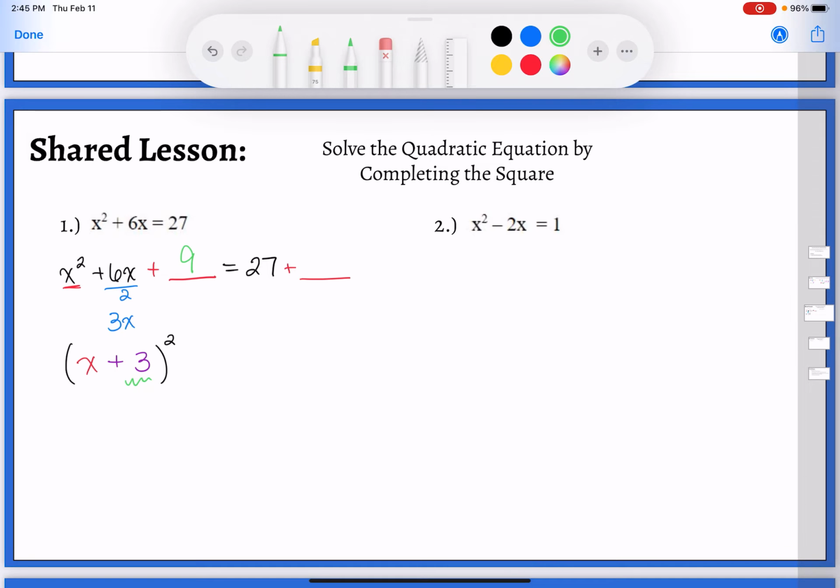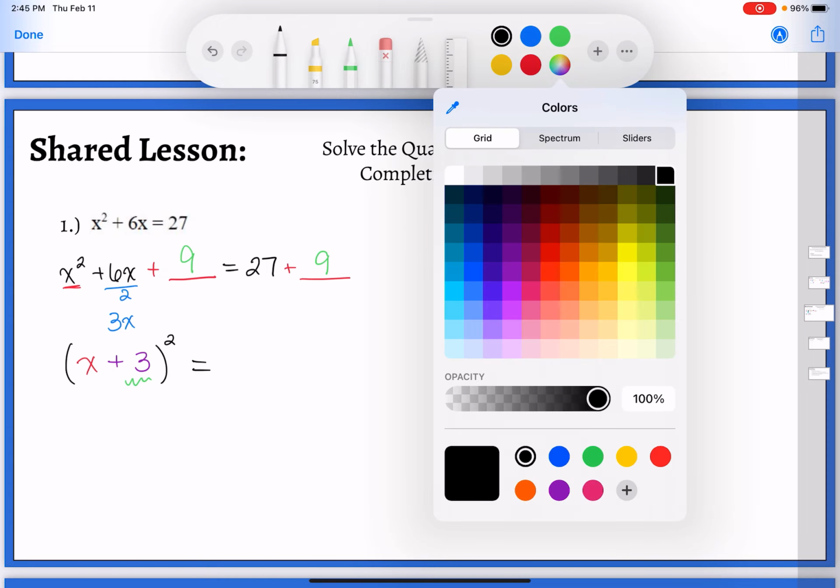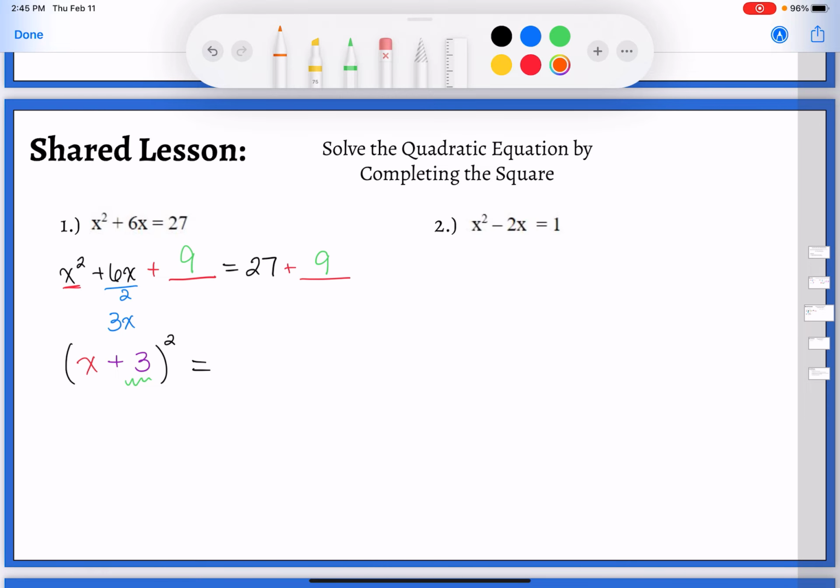Now if I put something in the blank on the left, I have to add the same thing on the right to keep my equation balanced. Now in doing that process, I have actually finished factoring in my second step already. Factoring is done. Awesome. But all I need to do is do my adding on the right. 27 plus 9 gives me 36.